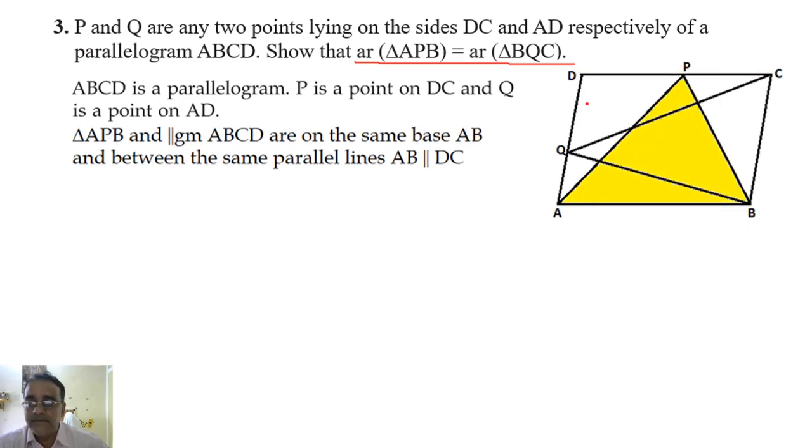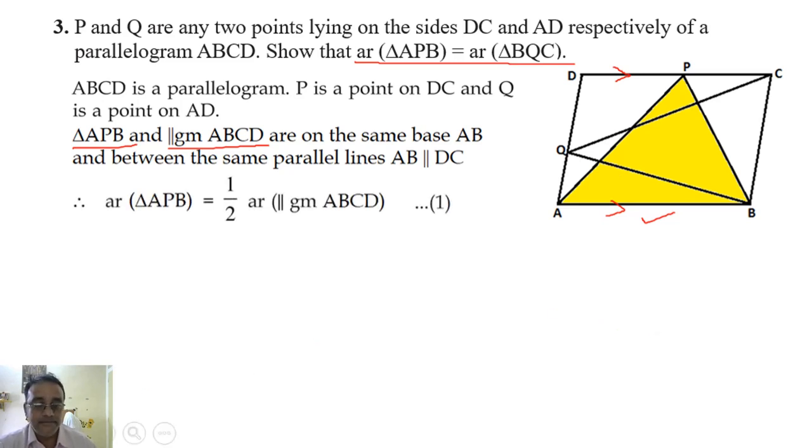full parallelogram are on the same base AB, and between the same parallels AB parallel to DC. So what can you say about the area of triangle APB and area of parallelogram ABCD? Area of triangle is half of the parallelogram. Right. Area of triangle is half of the area of parallelogram. So let it be equation number 1. Okay. Now take another side.